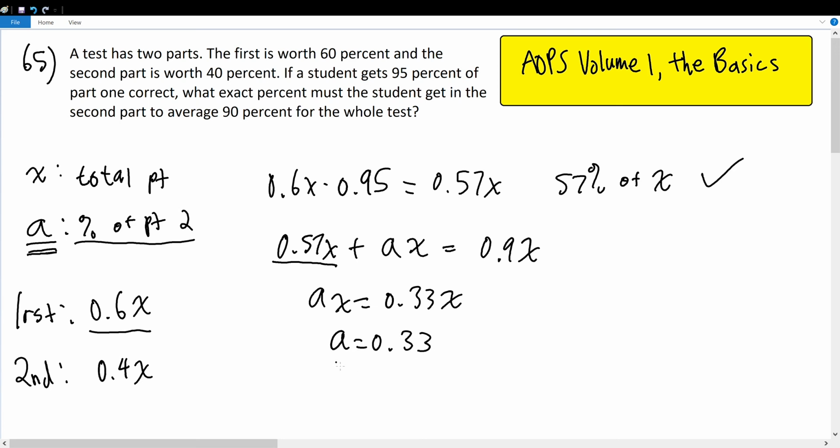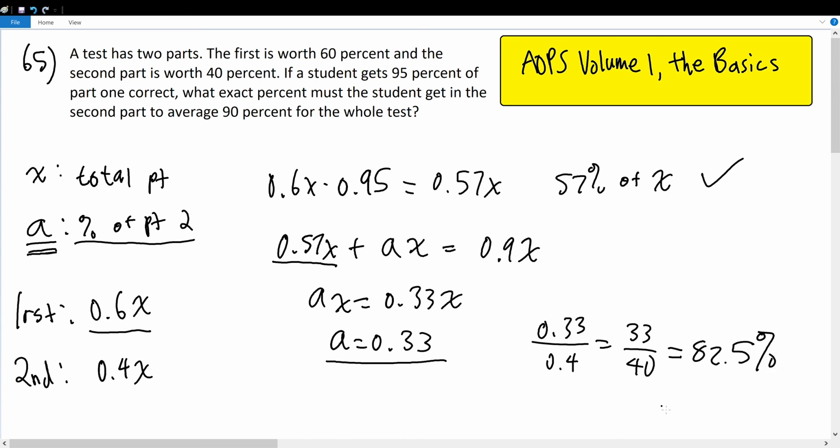to 0.33. And since 0.33 is the fraction of the entire test he must get correct on part 2, how much is that of 0.4x? Well, that is nothing more than 0.33 divided by 0.4, which is 33 divided by 40. And this will evaluate to 82.5%. Or this will evaluate to 0.825, because I did this before starting the video.